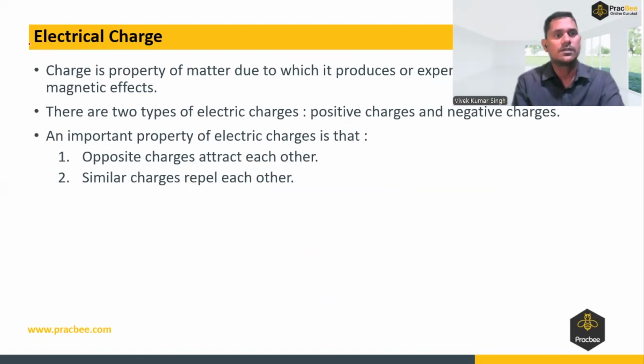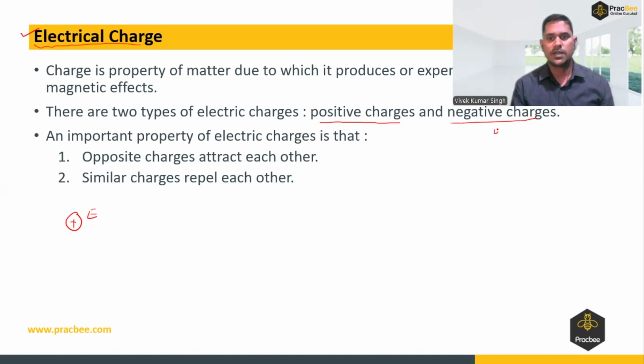So this is the first topic, that is electric charge. Charge is a fundamental property of matter, due to which it produces or experiences electric and magnetic effects. The charge at rest creates an electric field. Charge in motion creates an electric field plus a magnetic field, and charge in acceleration produces an electric field, a magnetic field, and releases energy. There are two types of charge, positive charge and negative charge. Negative charge is the electron and positive charge is the proton. And the properties of charges: like charges repel and unlike charges attract.